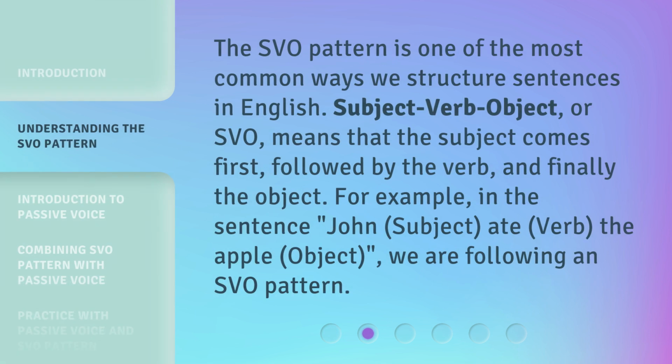The SVO pattern is one of the most common ways we structure sentences in English. Subject-verb-object, or SVO, means that the subject comes first, followed by the verb, and finally the object. For example, in the sentence, John (subject) ate (verb) the apple (object), we are following an SVO pattern.